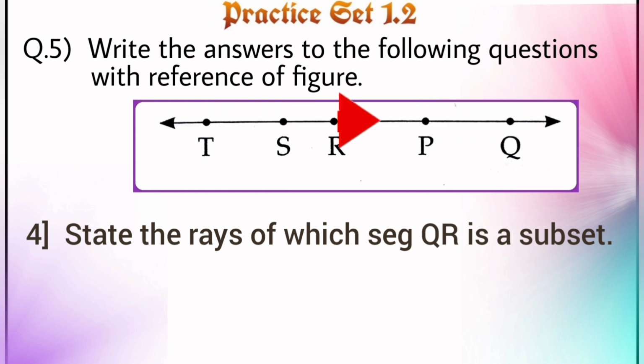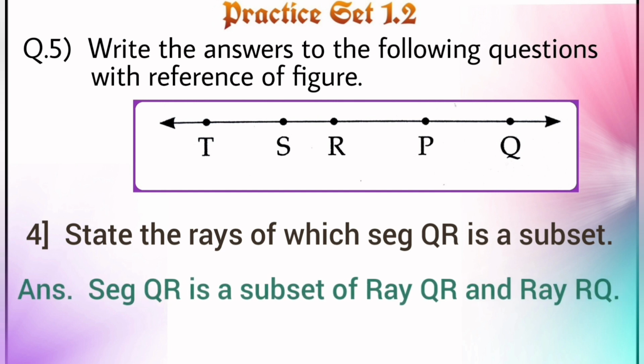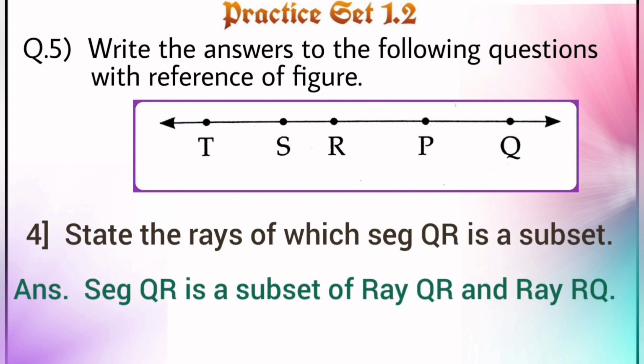And if we talk about ray RQ, here R is an endpoint, but if we talk about segment QR, then it is also a part of ray RQ. So we get two answers. Segment QR is a subset of ray QR and ray RQ.